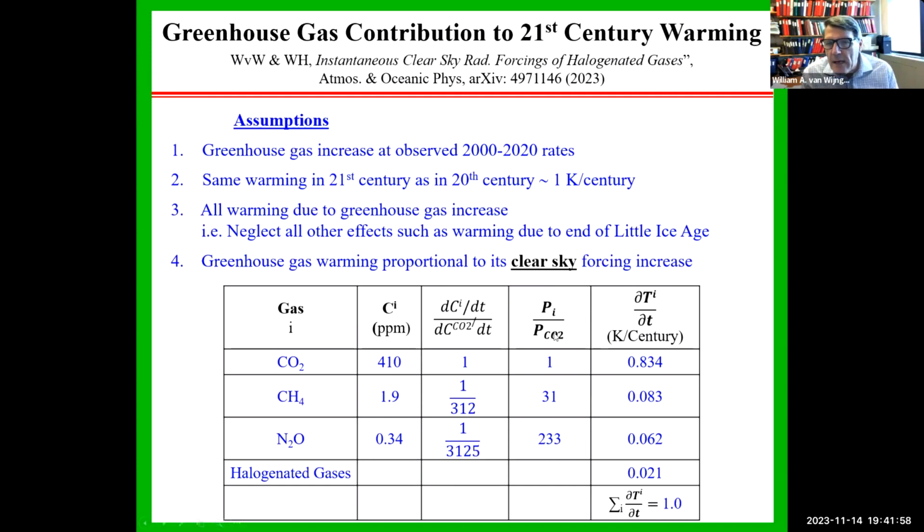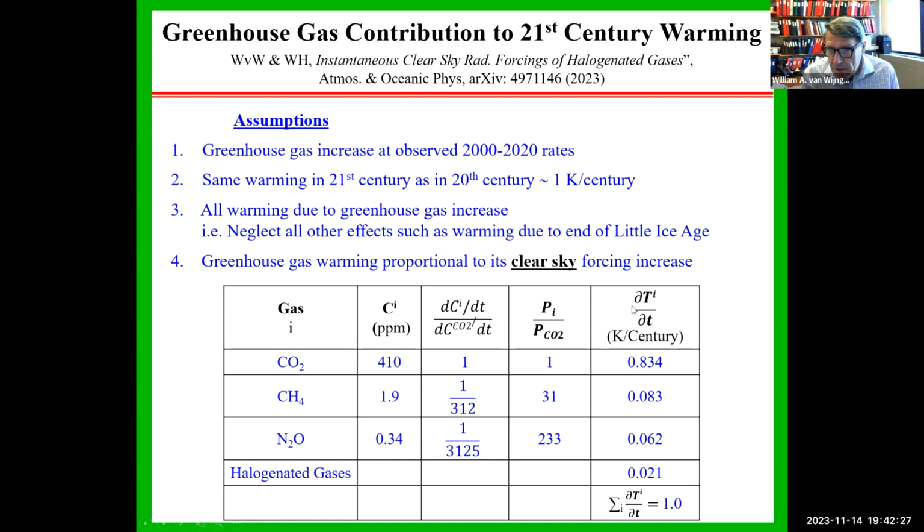Next, we look at the greenhouse powers. In the case of methane, 1 methane molecule is 31 times more effective at warming than 1 CO2 molecule. So the net effect of the methane is going to be 1/312 times 31, about 1/10 the warming of CO2. Nitrous oxide, the effect is going to be 233 divided by 3125, about 6% that of CO2.